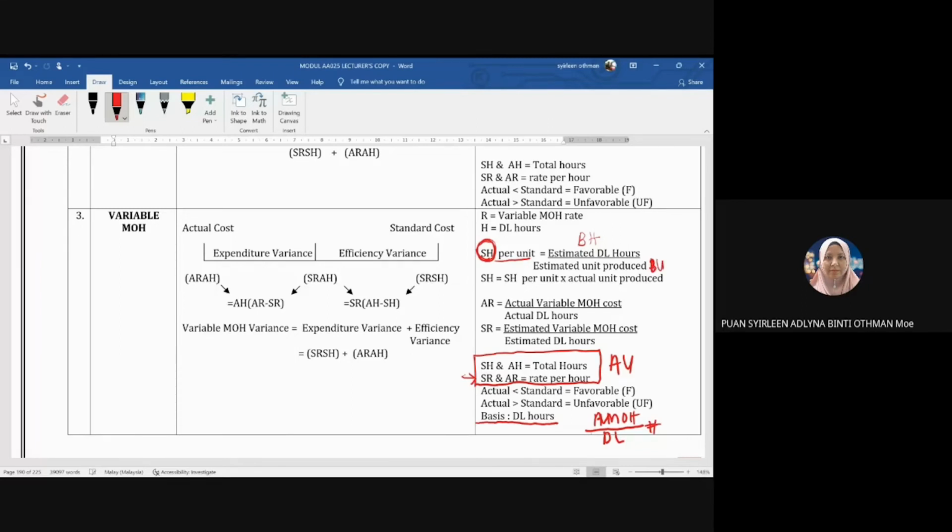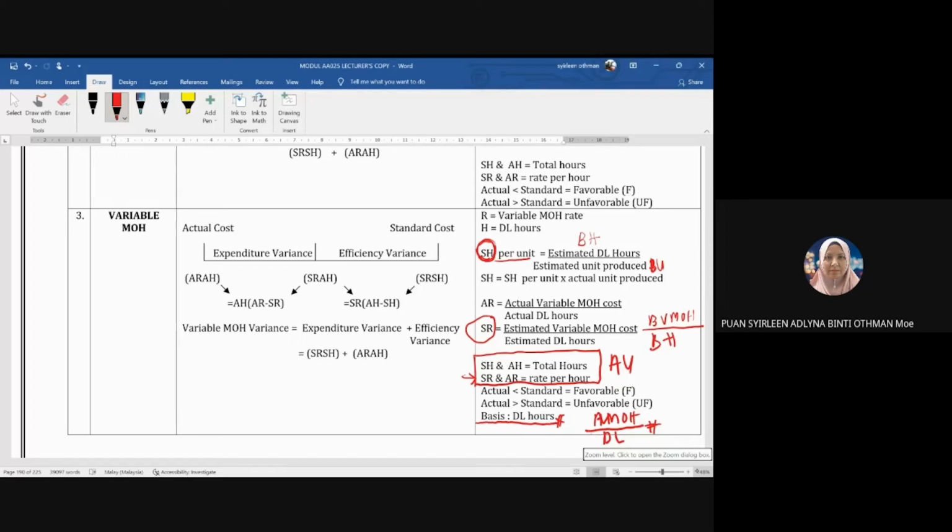Okay. Alright, so ini is actually how you come about with the items lah. So sama juga kalau saya nak cari standard rate. How do I calculate my standard rate? That means saya akan ambil budgeted VMOH. Okay, sebab dia estimated is budgeted. Bahagi dengan estimated direct labor. Okay, sebab dah cakap kan your basis is direct labor. So rate dia untuk satu unit ialah dibahagikan dengan estimated direct labor hours. So it's SR. Okay, SR kita dapat melalui VMOH equal bahagi dengan BH.